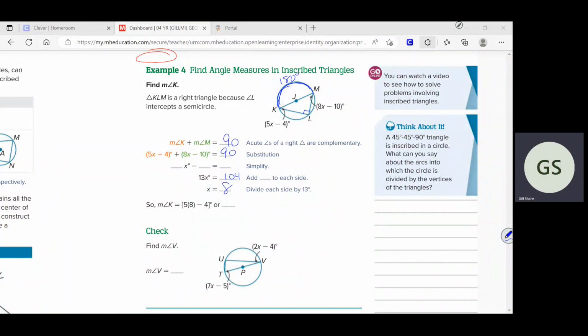So if we plug that in, 5 times 8 subtract 4 would be the measure of K. So 40 minus 4, so 36 should be the measure of angle K. Oh, because you have to substitute it. Yeah, because they wanted the measure of the angle. We just solved for x. Well, that's the measure of angle K right there. So once you solve for x, you got to plug it back in. Yeah, that's what that is down there. Okay.